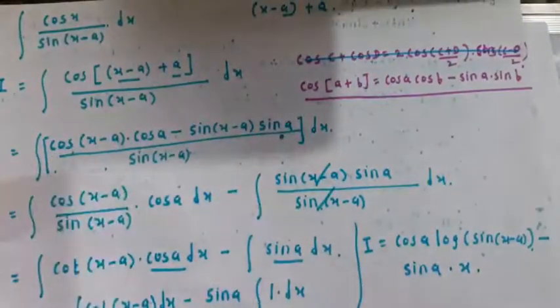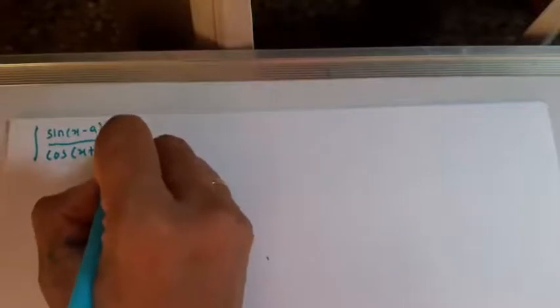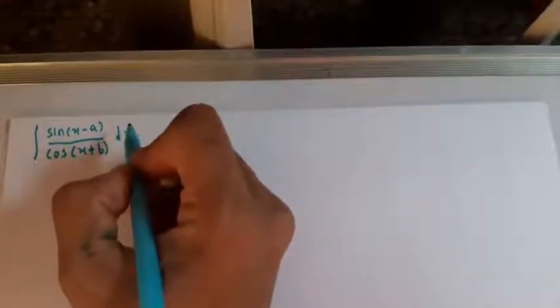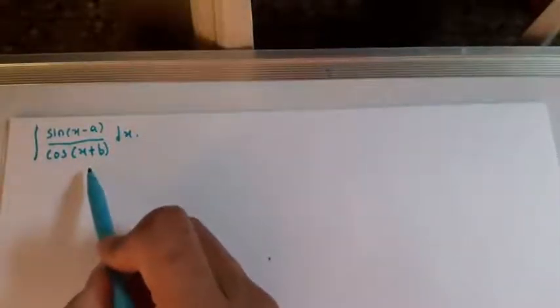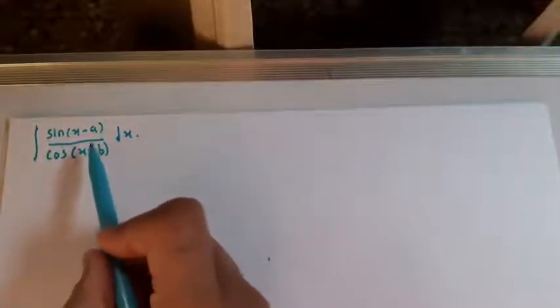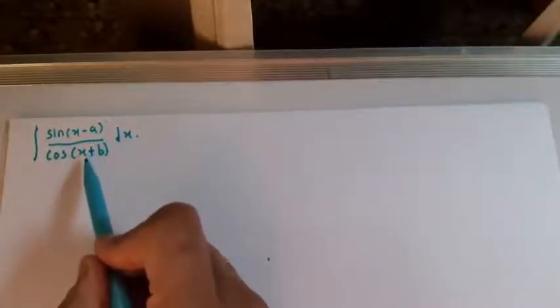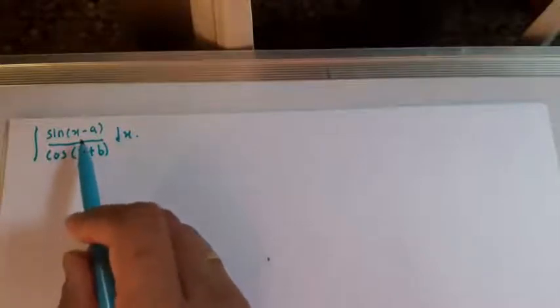The next problem is: evaluate the integration of sin(x − a) upon cos(x + b) with respect to x. Okay students, so here the angle at the denominator is x + b and the angle at the numerator is x − a. So whatever is the angle at the denominator, we have to adjust the angle at the numerator.